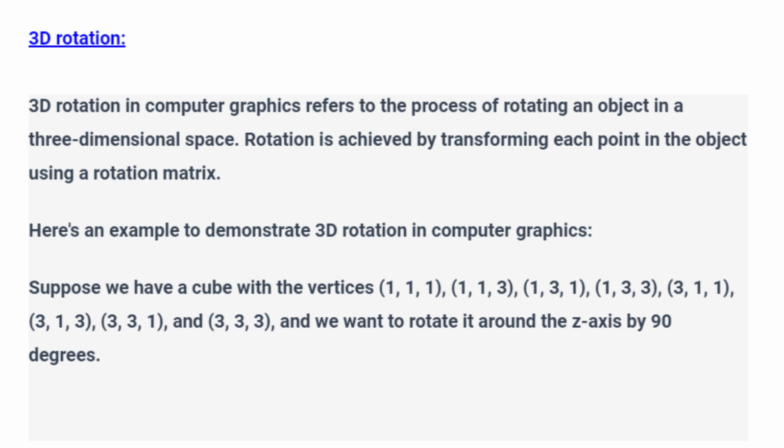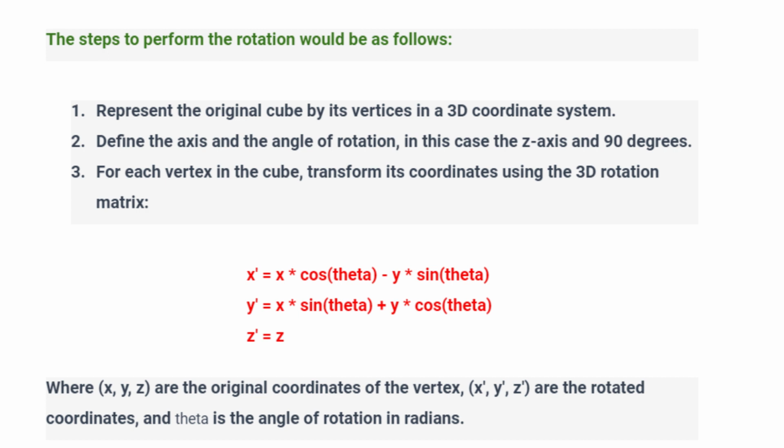Suppose we have a cube with the vertices (1,1,1), (1,1,3), (1,3,1), (1,3,3), (3,1,1), (3,1,3), (3,3,1) and (3,3,3), and we want to rotate it around the z-axis by 90 degrees. The steps to perform the rotation would be as follows.